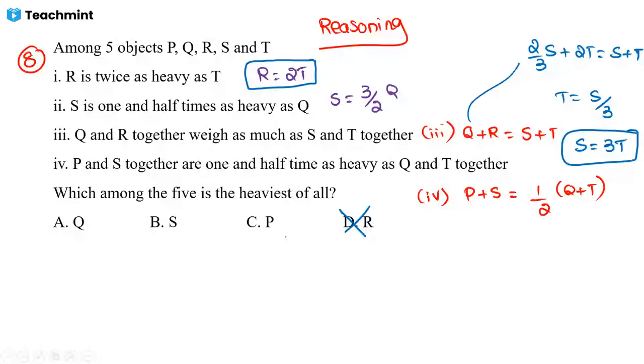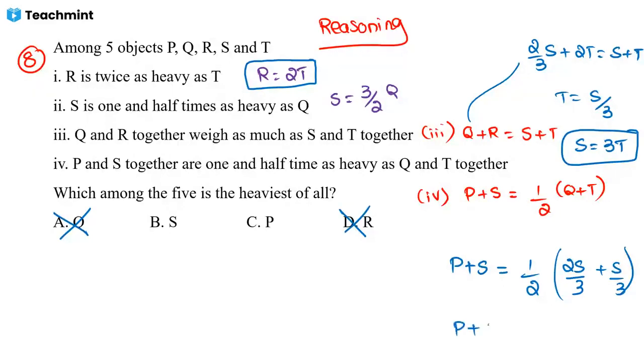R is not the largest. And S is more than Q. Q is also not the largest. It's only between P and S. The game is between P and S now. P and S we have to decide. Right. Now here P plus S is nothing but half of Q plus T. Q can be written as 2S by 3. T can be written as S by 3.